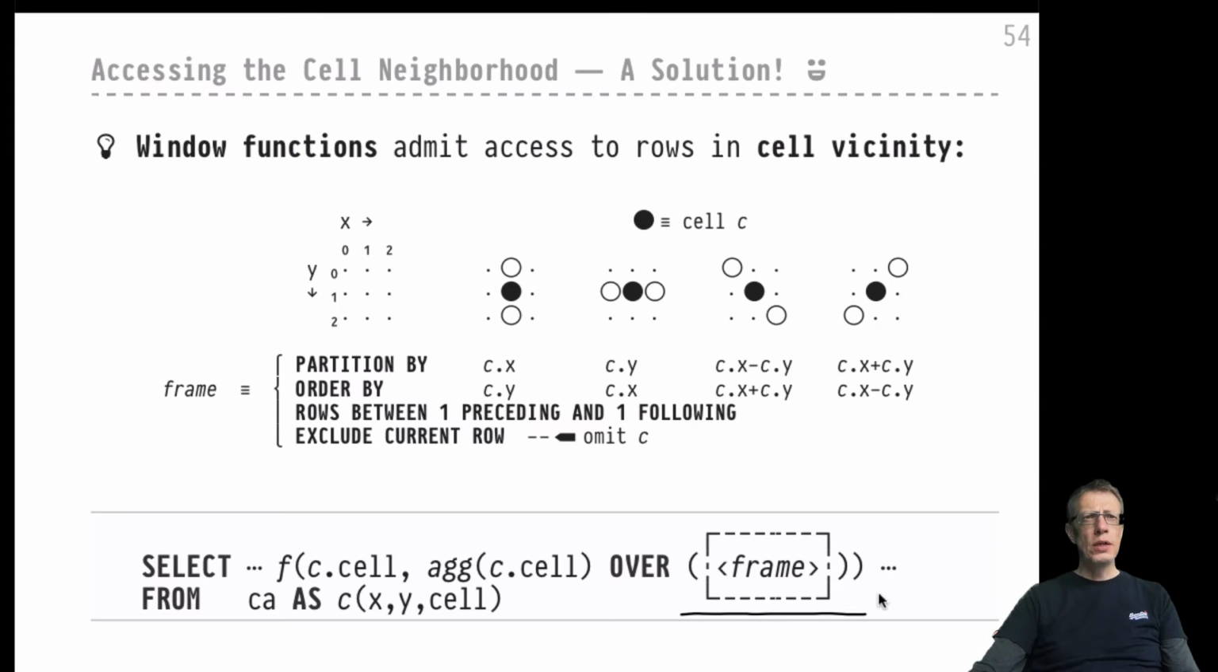How would these frames look? These would be particular frame definitions for particular neighborhoods or subsets of neighborhoods that interest us. So you better read this slide in columns. Let me draw the columns here. All right.